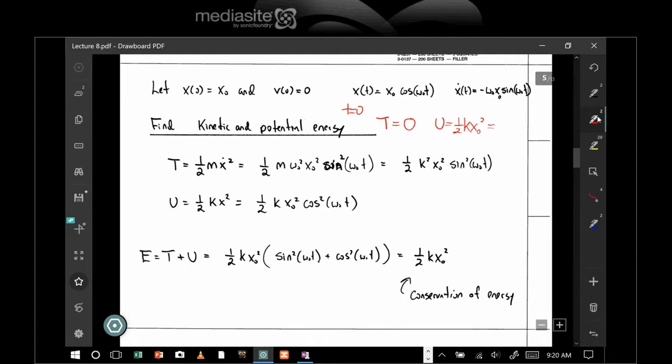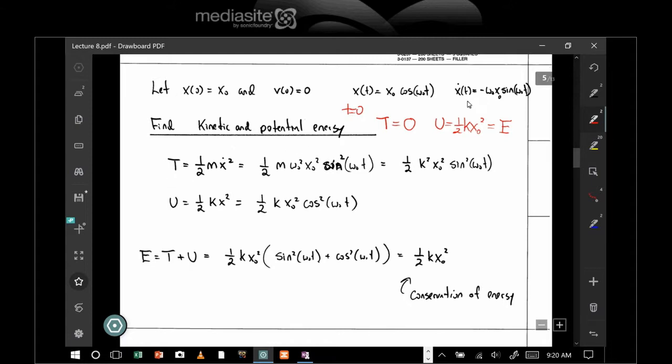But the mechanical energy at that time is the total, it's just the potential energy, because T plus U is equal to E. Okay, now what I want to do is write down mathematical expressions for kinetic and potential energy.